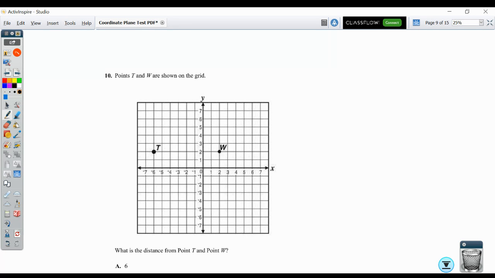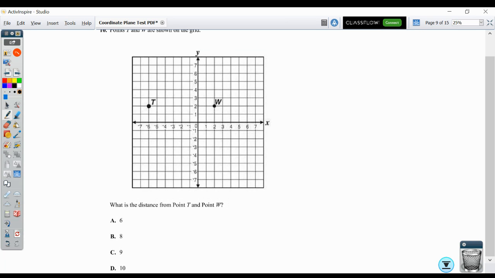Question 10, point T and W are shown on the grid. What is the distance from point T to point W? So let's count. 1, 2, 3, 4, 5, 6, 7, 8.